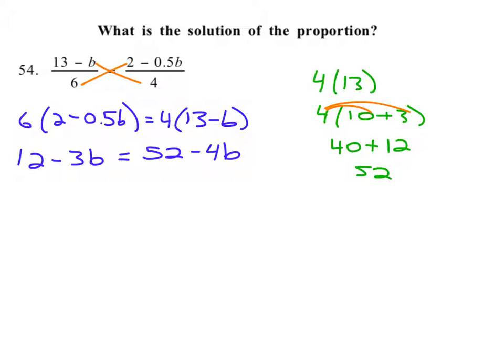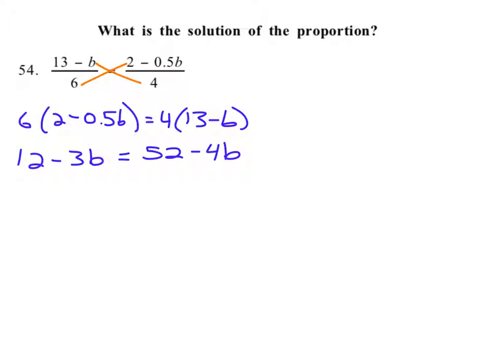I'm going to get this work out of the way, by the way. Okay. And what can we do? Well, I like to get positive variables, so I'm going to take this. If we added 4b to both sides, we would say 4b plus this negative 3b would give us b, and that's a nice convenient result. So I say 12 minus 3b plus 4b equals 52 minus 4b plus 4b.